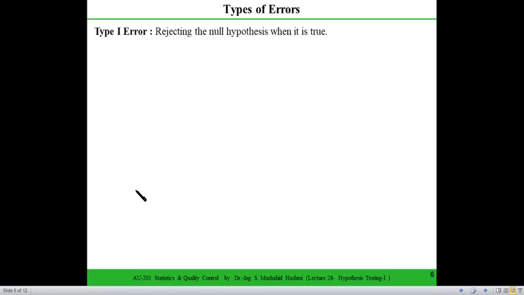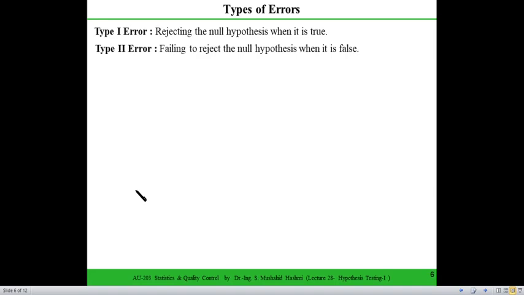Okay, so obviously there is a possibility of making error in the sense that you have made a decision based on the sample evidence, and the decision is that you have rejected the null hypothesis, even though in reality it was true. So the null hypothesis was true, but you have rejected the null hypothesis. It means you have made a certain error. This error we call a type 1 error.